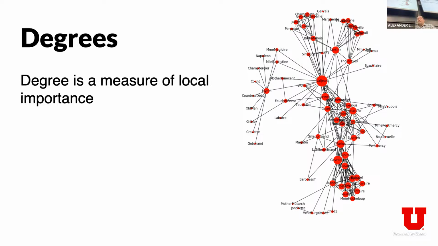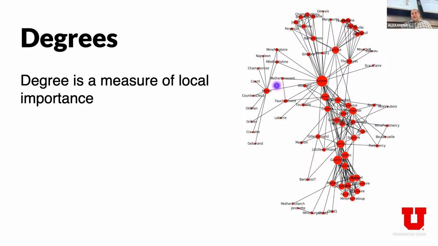And so here I'm plotting the degree as the size of the node. And what we see here is that degree is a measure of local importance. And this is also what the video was getting at, right? So those 2 nodes that he showed had the same degree, but they had a different measure of global importance.